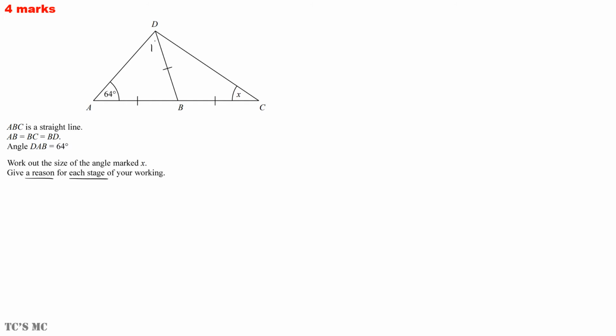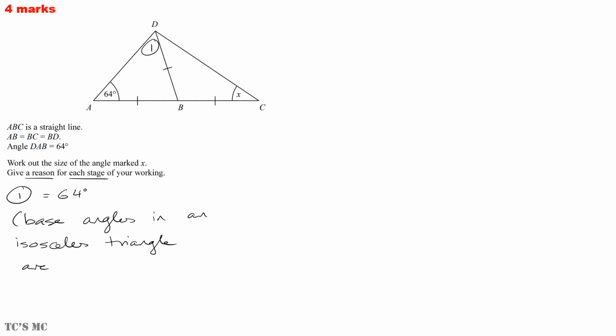I'm going to call this angle 1. Angle 1 is part of an isosceles triangle. That means angle 1 is 64 degrees. Now I'm going to write my reason. So base angles in an isosceles triangle are equal. Now I'm going to work out this angle and label it angle 2.